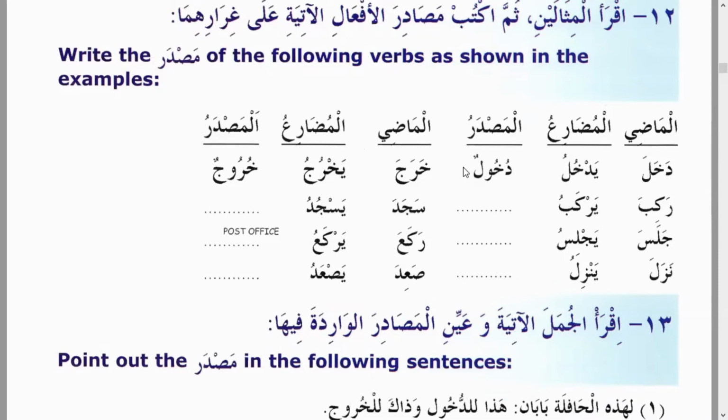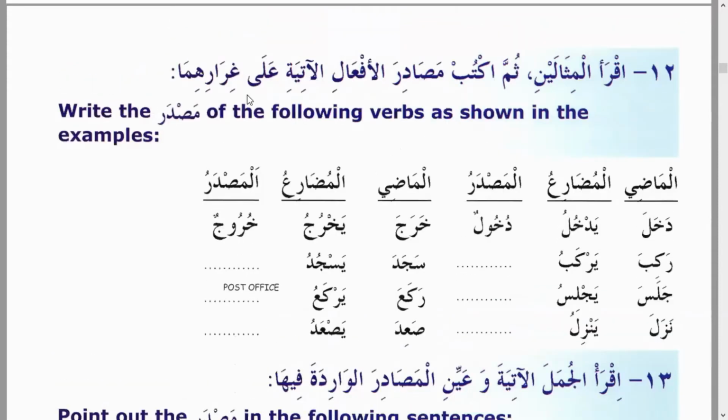We can't do anything about it, right? And we cannot just make it on our own also. We have to look at what pattern it is. So in the dictionary, you'll find the Madi, then he'll tell which bab it is, A, U, or whatever, and then he'll give you the masdar also, because you cannot guess it, right? So dakhala, these three are important: Madi, Mudaari, and the masdar, right? So dakhala, yadkhulu, dukhulun. So dakhala's masdar is dukhul. Dukhul means entrance.